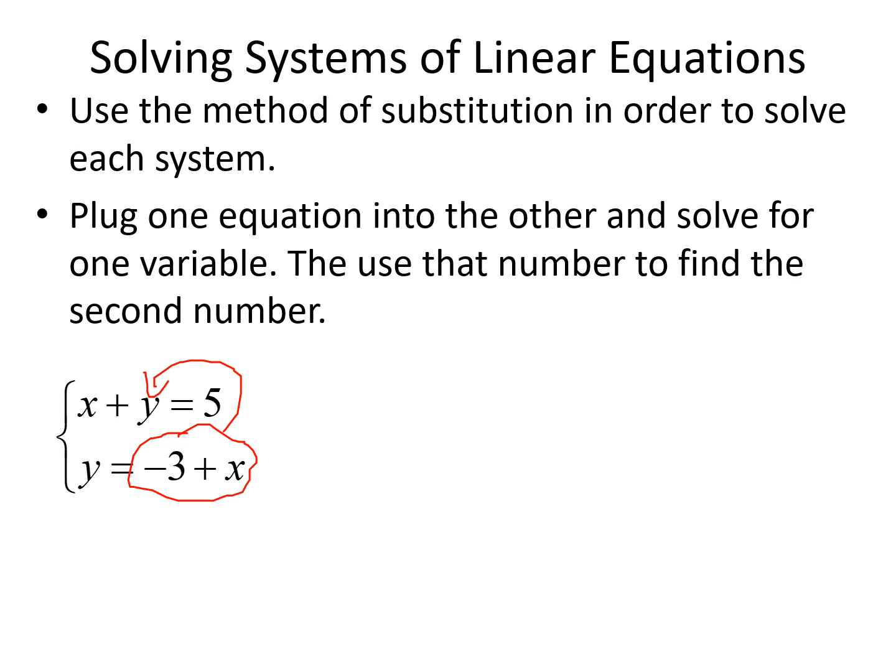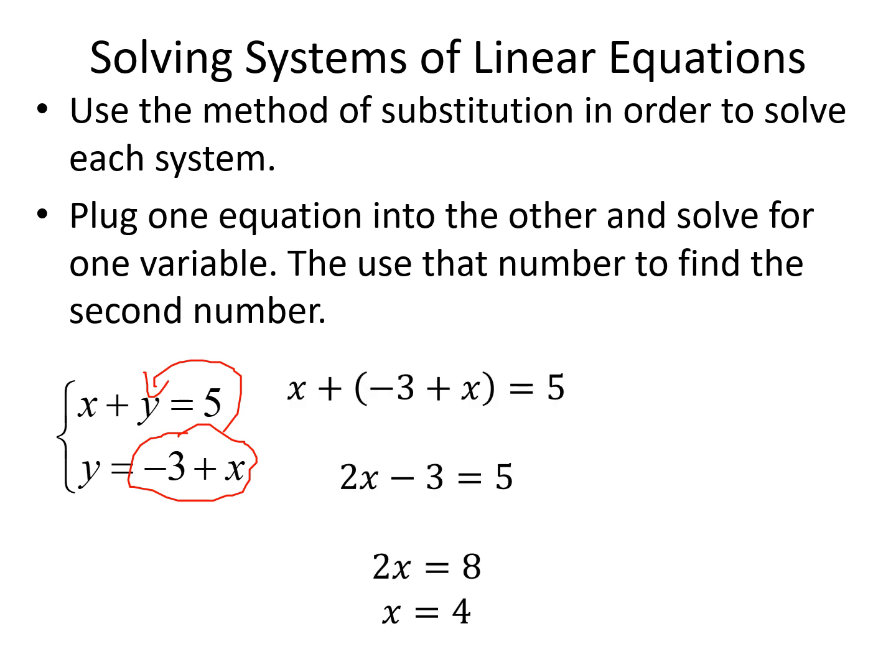So if I do that here, I'm going to take that top equation, and you're going to see it has x plus, and then in parentheses, that negative 3 plus x. I took the y out and replaced it with that, equals 5. Combining like terms, x plus x is 2x, and I still have that minus 3. I'm going to add 3 to both sides. That's how I get 2x equals 8. And then if I divide by 2, I get x equals 4. That is the first part of our solution.